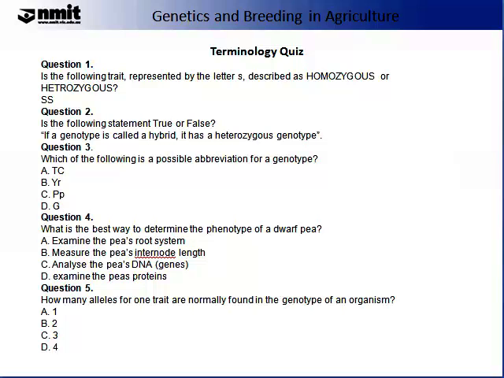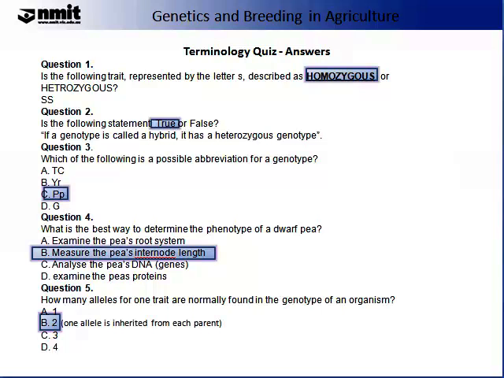Question 4. What is the best way to determine the phenotype of a dwarf plant? A. Examine the pea's root system. B. Measure the pea's internode length. C. Analyze the pea's DNA genes. Or D. Examine the pea's proteins. Question 5. How many alleles for one trait are normally found in the genotype of an organism? Is it A, 1; B, 2; C, 3; or D, 4?